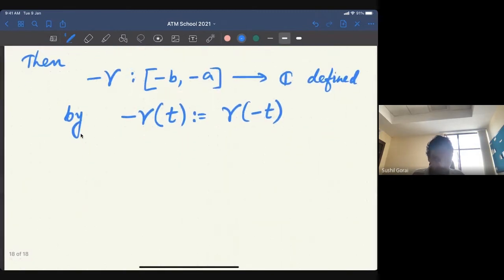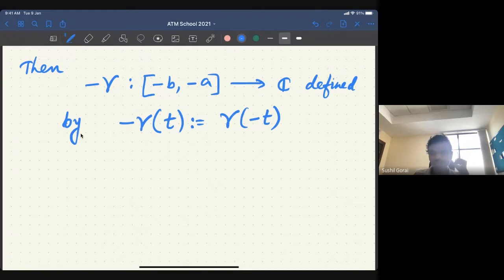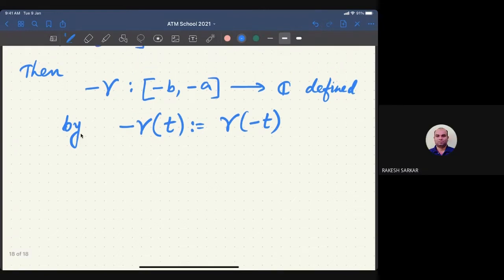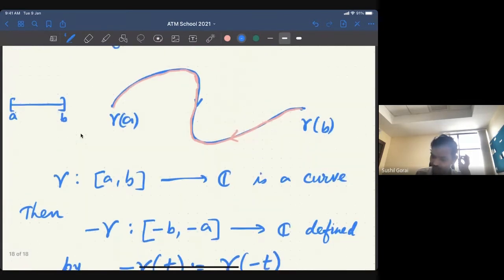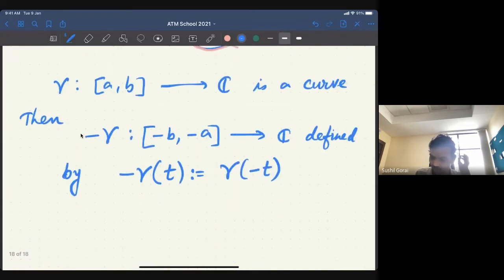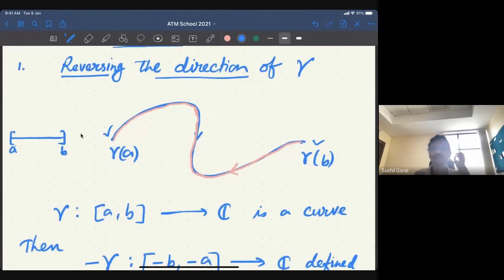Now look at the question. Sir, it would be minus b to a, minus a, or b to a? No, this is fine, minus b to minus a. Because you see the definition, gamma of minus t, when it is minus b, it is gamma of b, so it is this endpoint. And when t is minus a, then minus gamma of minus a is gamma of a, which reaches here, right?